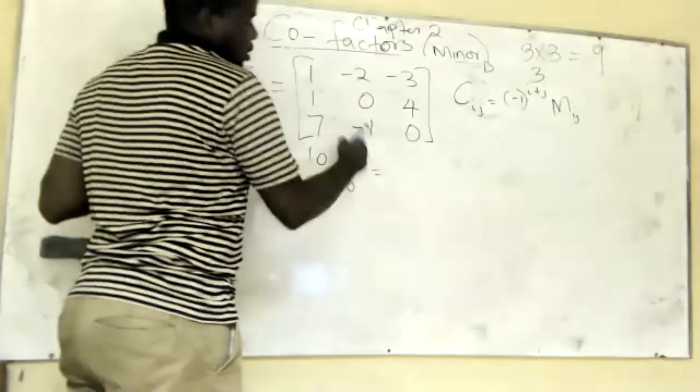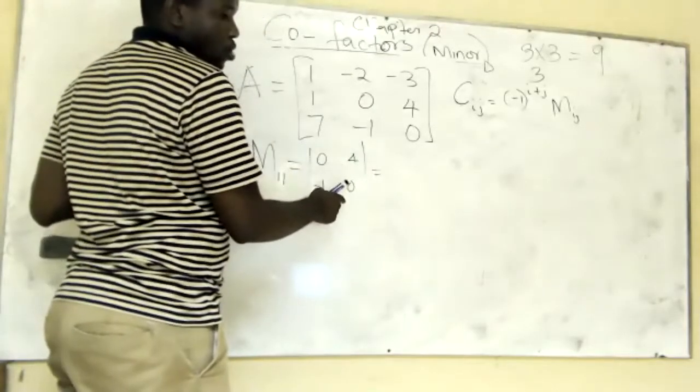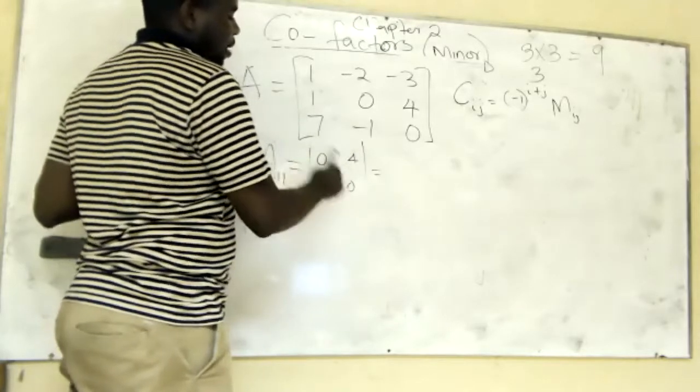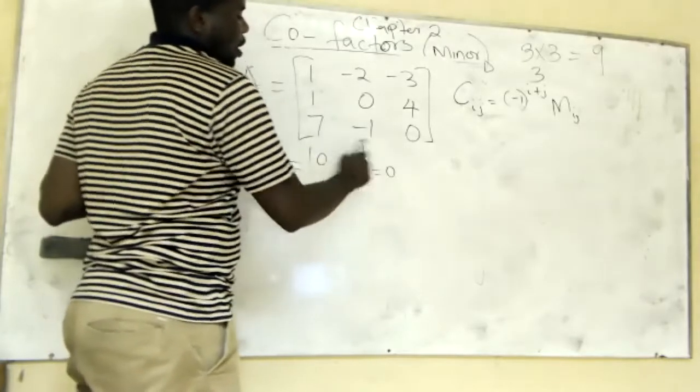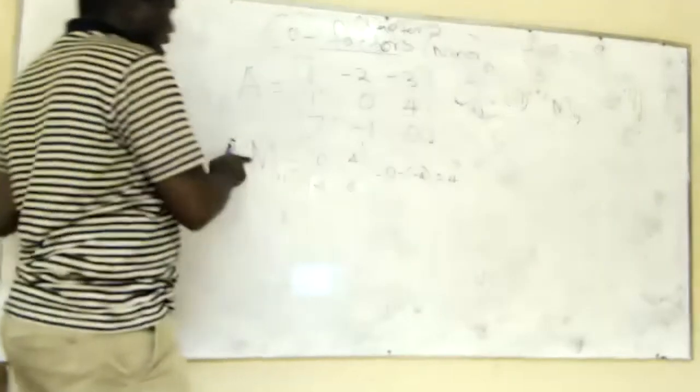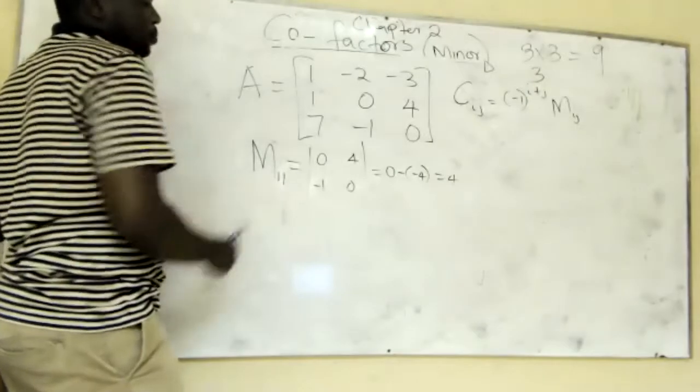When you're here, I believe you know what to do. This is just the determinant of 2 by 2, which you obtain by multiplying this with that, which is going to be 0, and this with that, which is going to be negative into 4, which will give you 4. So it means the minor for M11. So we must carry on.